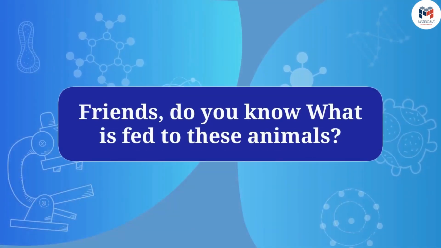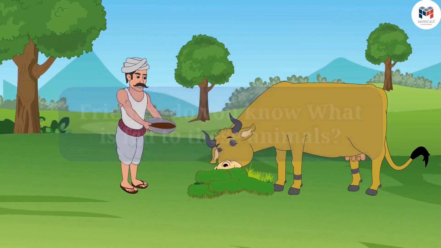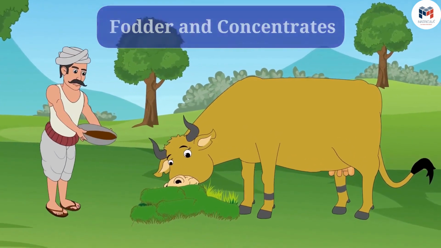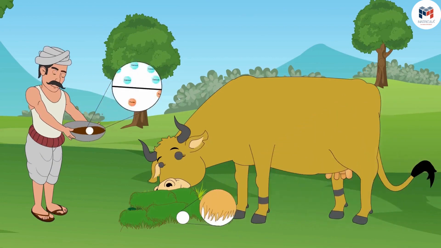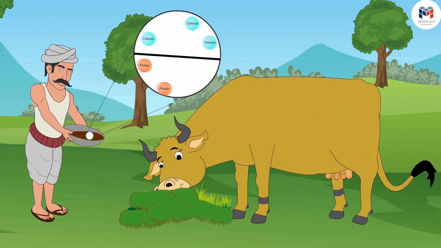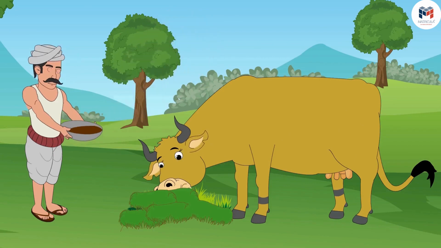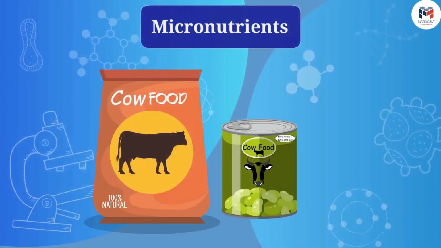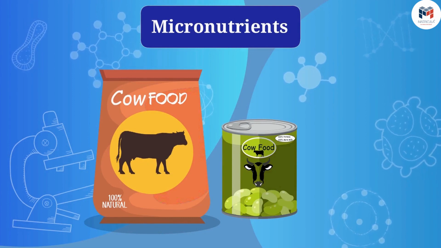Friends, do you know what is fed to these animals? Animals are fed with fodder and concentrates. Coarse feed contains mostly fibers and concentrate mostly contain high levels of proteins and other nutrients. Do you know, besides this, what they are given to eat? In addition to such nutritious food ingredients, micronutrients are given to promote animal health and milk production.